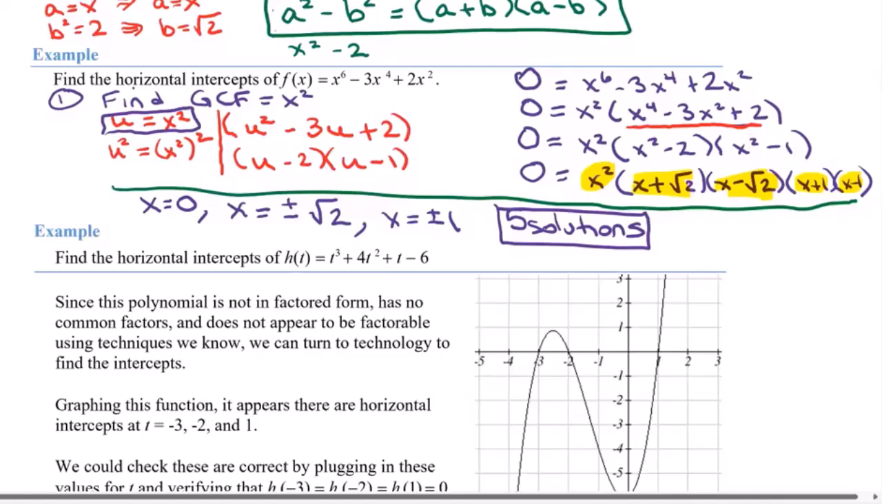And of course, horizontal intercepts, x-intercepts, solutions, and zeros, we say all of those mean the same thing.